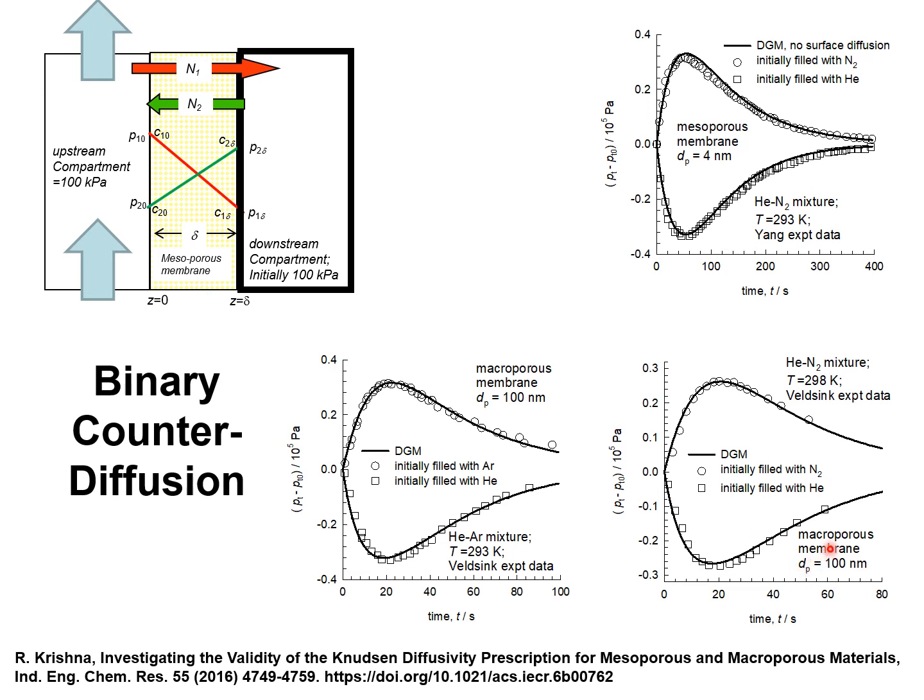Same membrane, a macroporous membrane with pore diameter of 100 nanometers, a mixture now of helium and nitrogen. Data in excellent agreement with the dusty gas model for molecule-molecule and molecule wall collisions following the Knudsen prescription. The simulations are described in my paper from 2016.